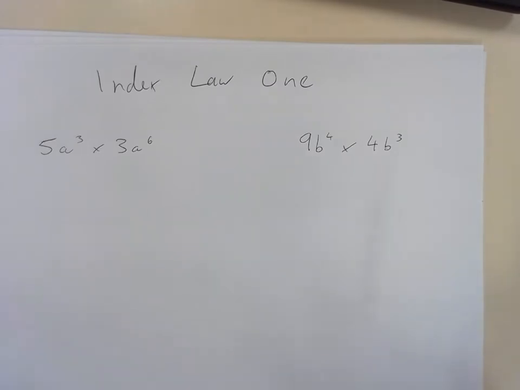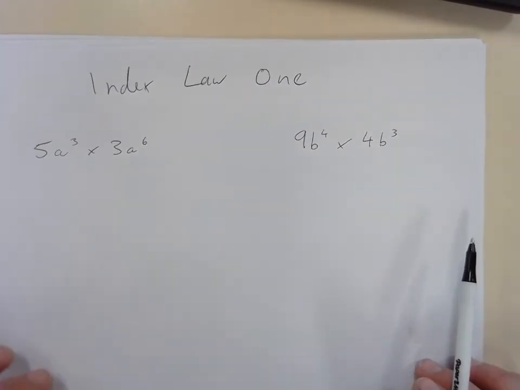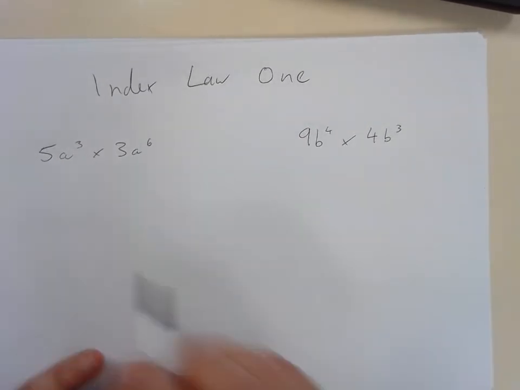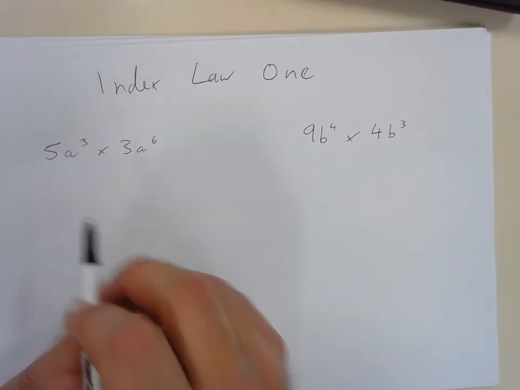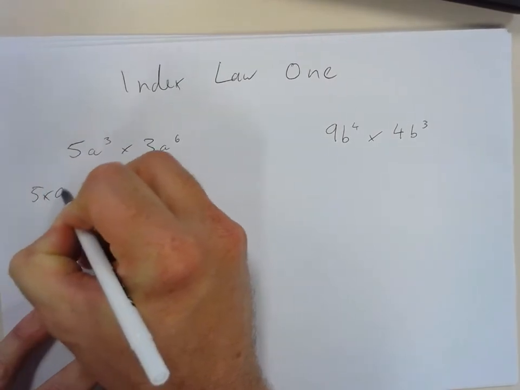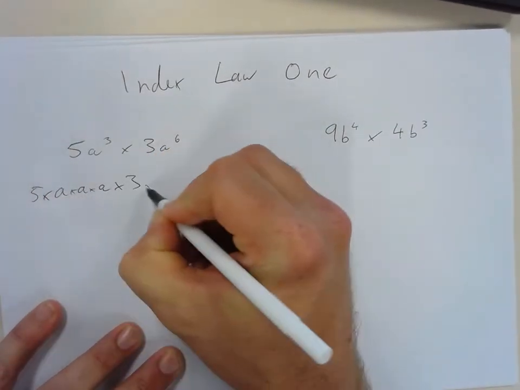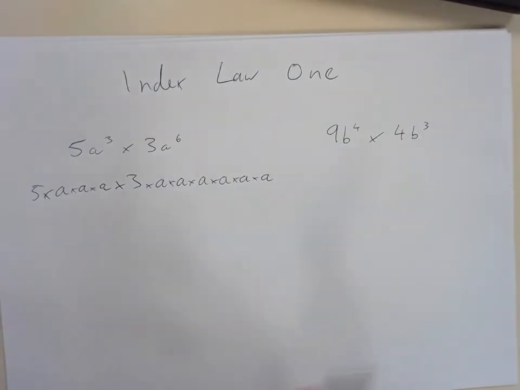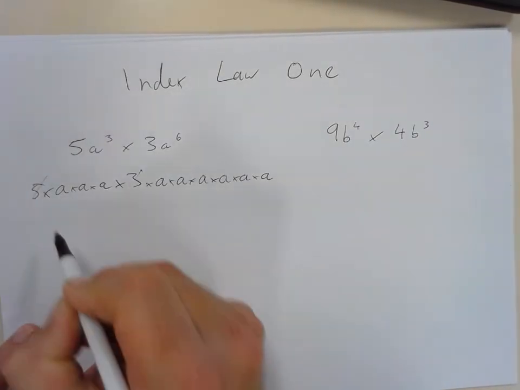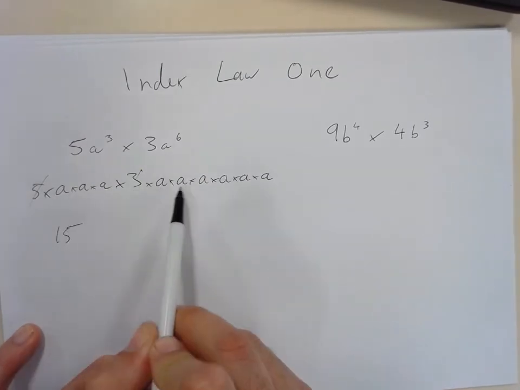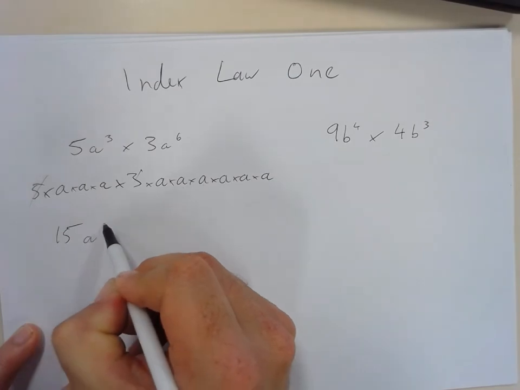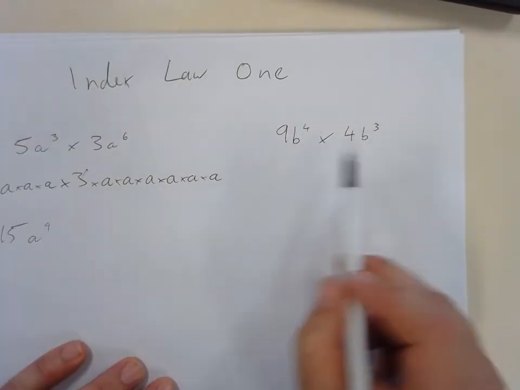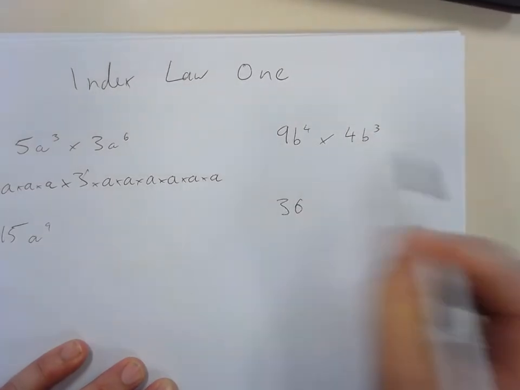Where it gets a little bit trickier is when I start throwing numbers in as well. So I start throwing coefficients in. That's the number in front of the letter. And again, I'm going to start by putting it into expanded form. 5 times A times A times A times 3 times A six times. Now, when I multiply, it doesn't really matter which order I multiply it in. 2 times 3 times 4 is the same as 3 times 4 times 2. It's the same as 4 times 2 times 3. It doesn't matter. So I can do my numbers first. 5 times 3 is 15. And then my A's, 9 of them, is the same as when I add them. So it's A to the power of 9. So with this one, I do my numbers, 9 times 4, and then I add my indices.